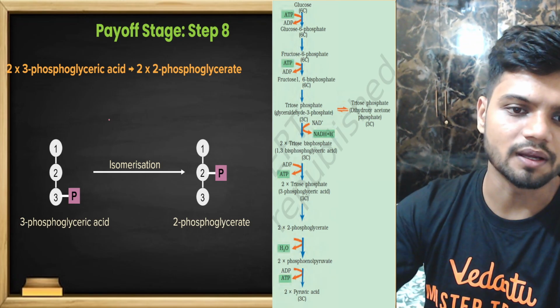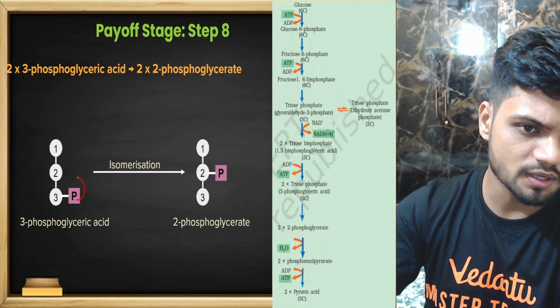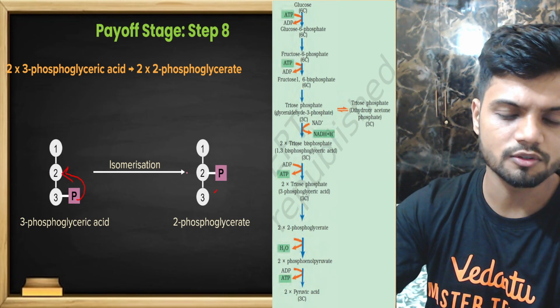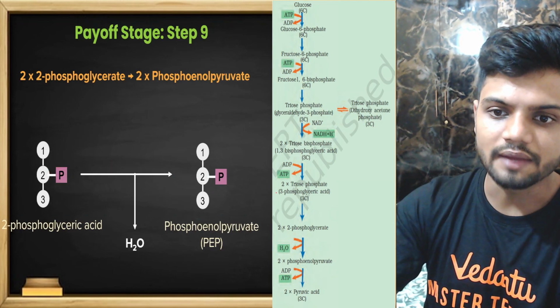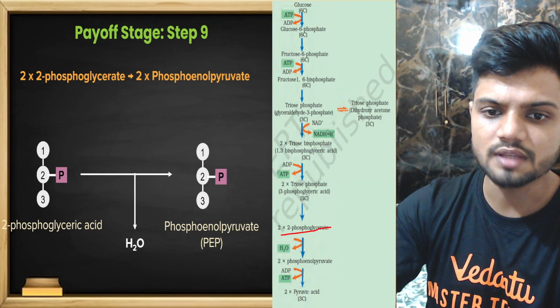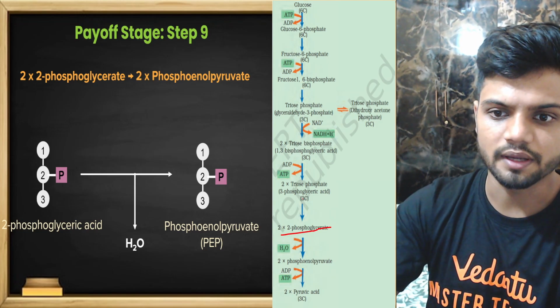Now, 8th step, what is happening? Isomerization. This phosphate from here is going here. Simple. From here it is shifting. Okay, and at that time, this is happening. Okay, this is the 8th step.